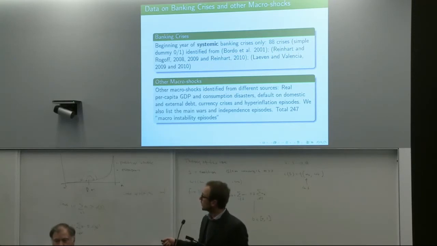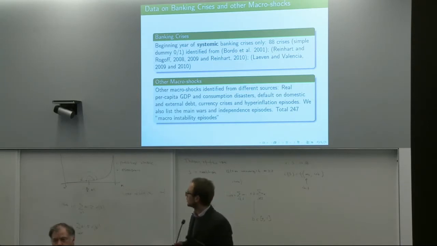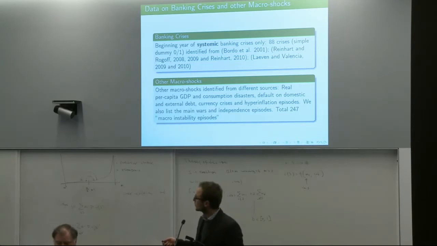We also identify other types of macroeconomic shocks, including GDP, real per capita GDP and consumption disasters, defaults in domestic and external debt, currency crisis, hyperinflation periods, other types of major wars and civil wars, independence episodes. And we identify a total of 247 macro instability episodes.